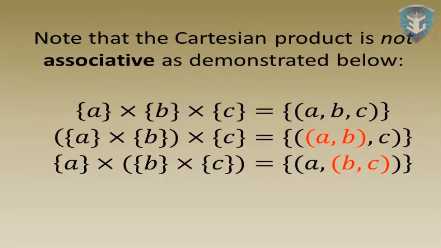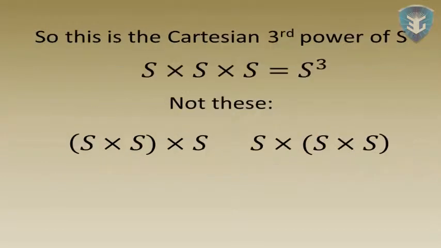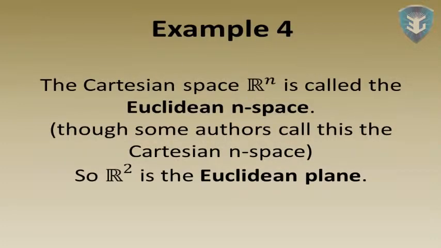Note that the Cartesian product is not associative as well. This is demonstrated below. On the first line, on the right hand side, we have a set containing a 3-tuple, and on the next two lines we have on the right hand side sets containing ordered pairs. So the Cartesian third power of S is what's shown on the second line, and neither are the expressions on the fourth line. Example 4. The Cartesian space R to the n is called the Euclidean n-space, though some authors call this a Cartesian n-space. So R squared is a Euclidean plane.